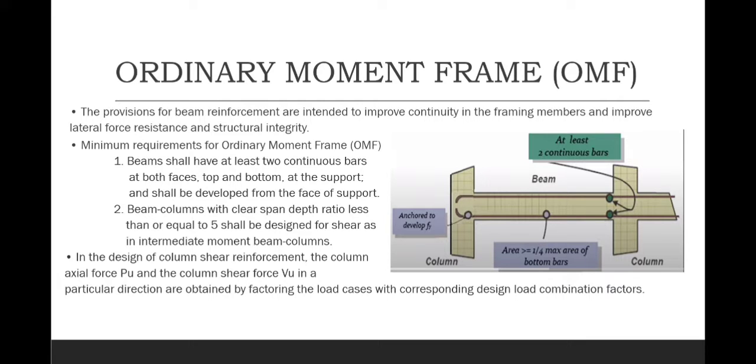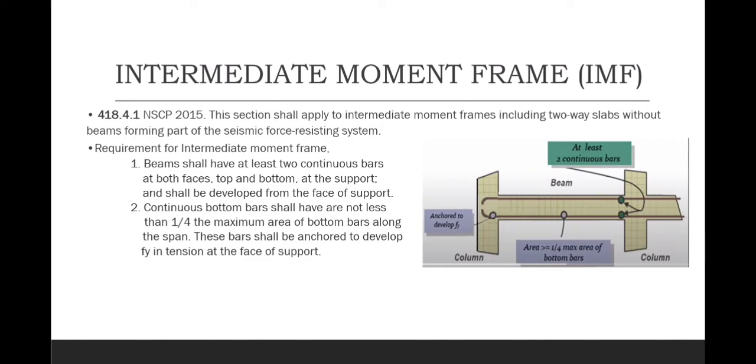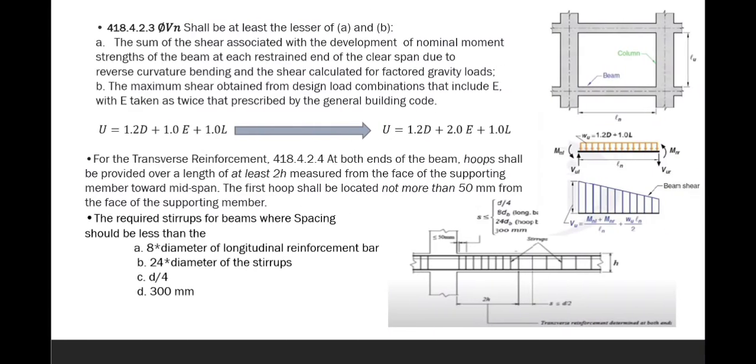The only difference between IMF and OMF is that in IMF there is a requirement for the beam spacing of the reinforcement, wherein the spacing should not be more than 8 times the diameter of the longitudinal reinforcement bar, 24 times the diameter of the stirrups, d over 4, and 300 mm.